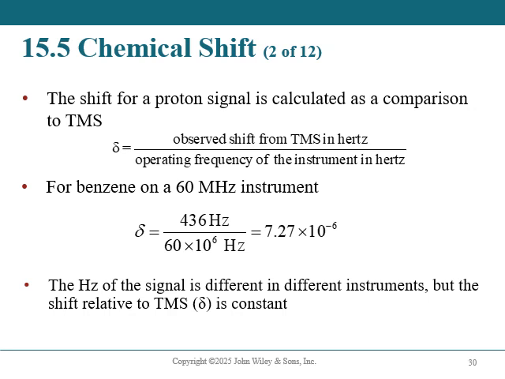The hertz of the signal is different in different instruments, but the shift relative to TMS is constant. What that means is that when you're building your magnets, you're cooling them, even a slight difference in the temperature that you're using or a slight difference in the magnets will generate a slightly different signal. But if you're using the same baseline, so everybody's comparing to TMS, that means that all spectra should be the same.